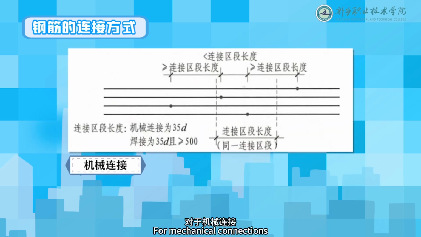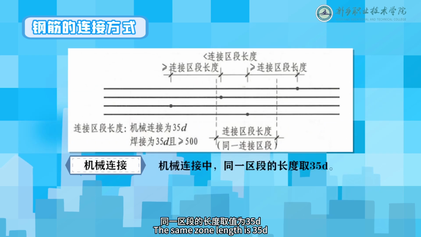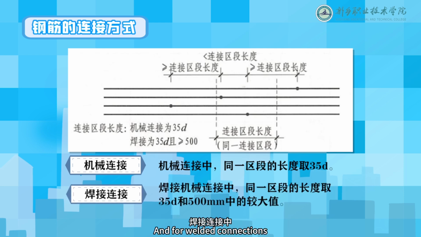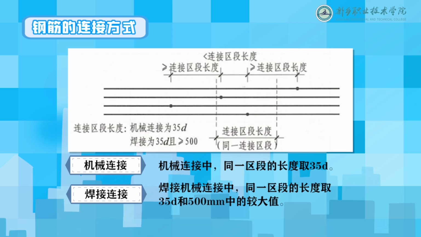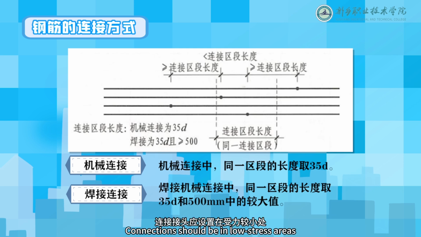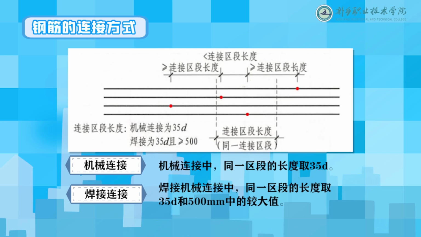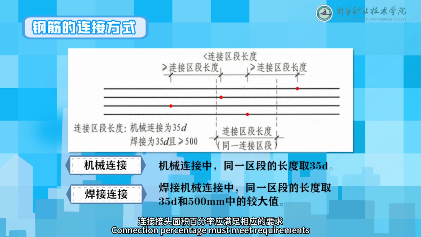For mechanical connections, the same zone length is 35d. And for welded connections, it's the greater length of 35d or 500 mm. When connecting rebars, connections should be in low-stress areas and must be staggered. Within the same zone, connection percentage must meet requirements.